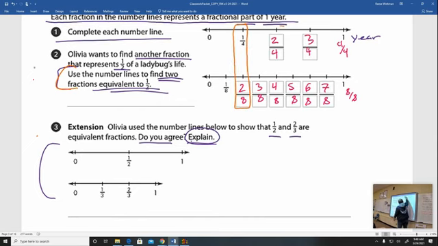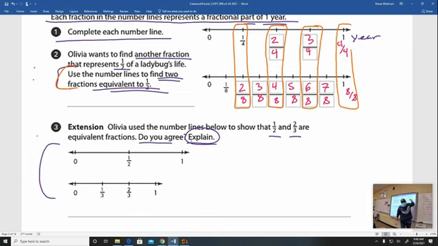1/4 lines up with 2/8. 2/4 lines up with 4/8. 3/4 lines up with 6/8. And of course, our holes line up. Now, the only reason this works is because these lines are the exact same length. They're just cut up differently, right? But they're the same length. The holes are the same length.